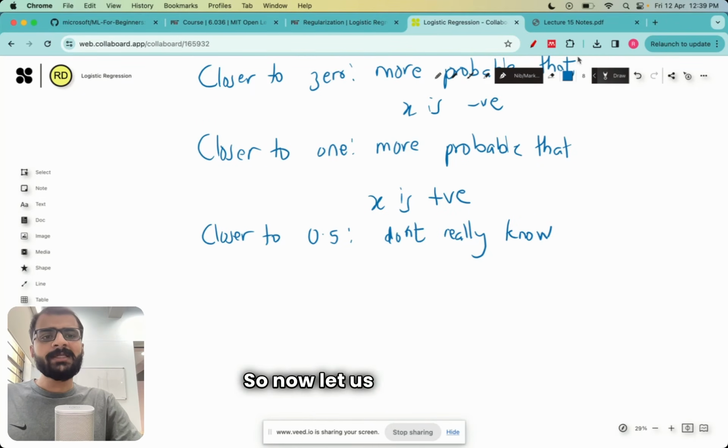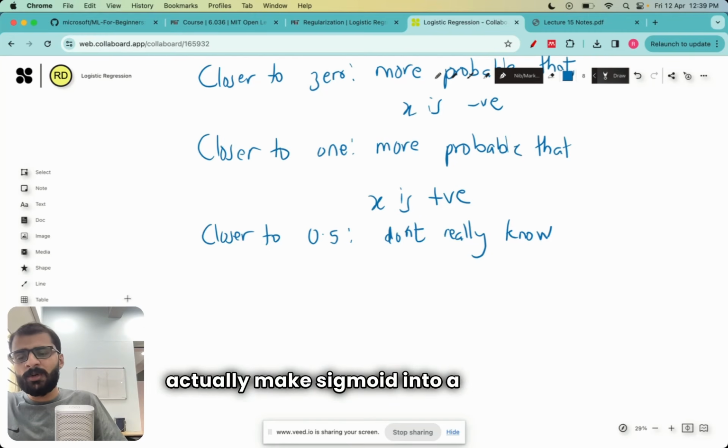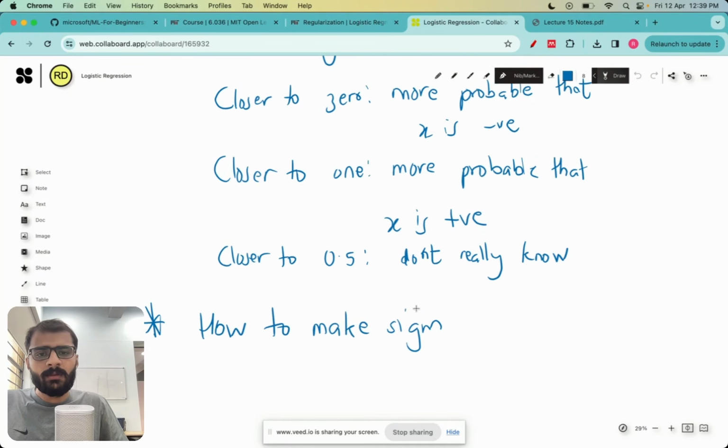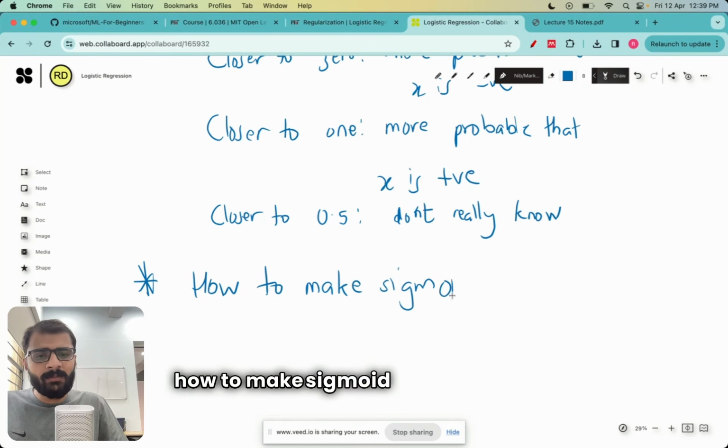So now let us see how to actually make sigmoid into a classifier.